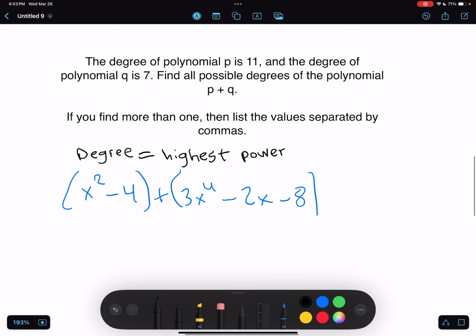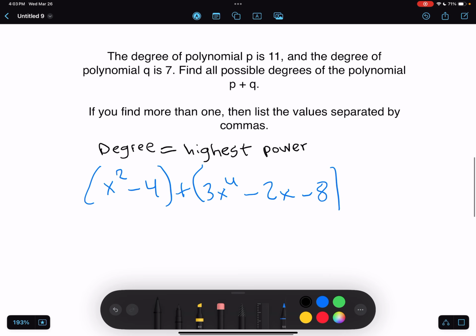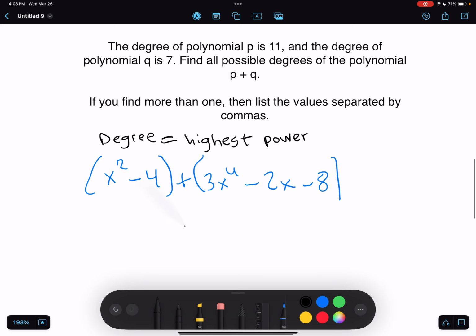So that tells us the answer to this problem, because we have degrees 7 and 11, so the highest degree is still going to be 11. That means the only possible degree of the polynomial p plus q is going to be 11. Highest power there.